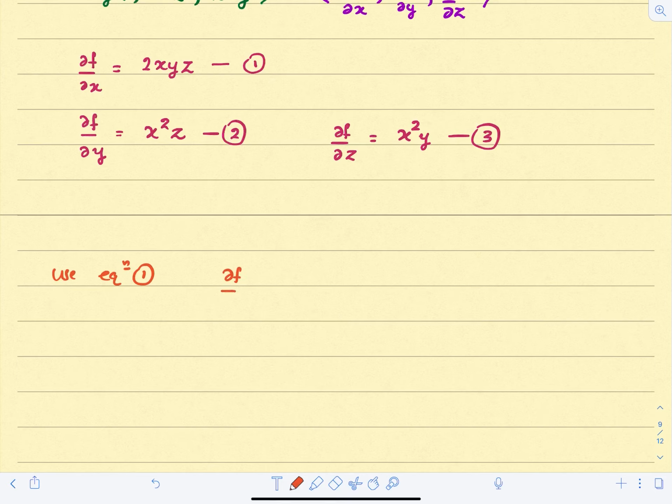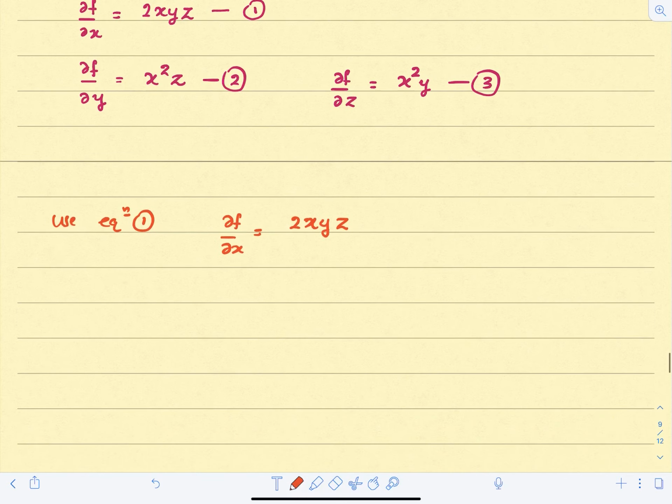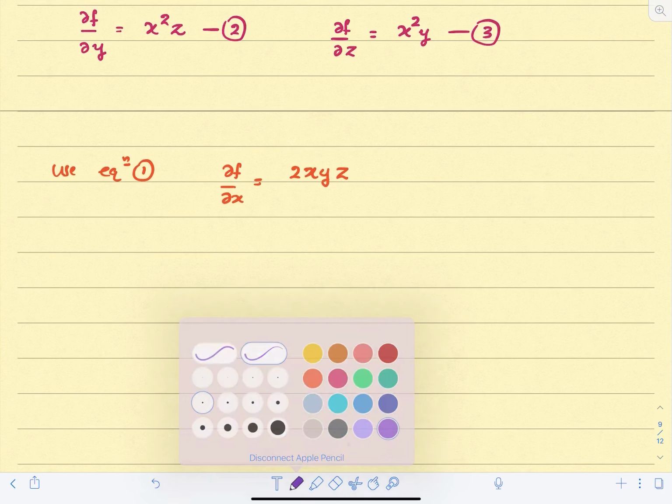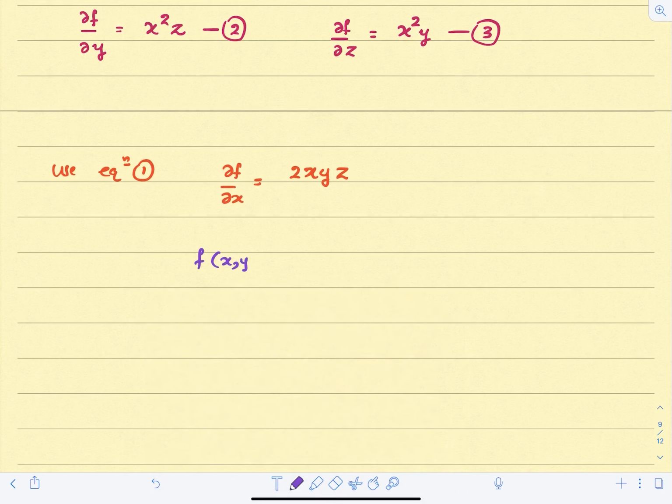Then we have partial f over partial x equals 2xyz. Okay. Now this is the derivative of f with respect to the x variable. So to get f, we have to integrate this one with respect to the x variable. So it's a partial integration. So now little f, which is a function of three variables, equals the partial integral of 2xyz with respect to the x variable.